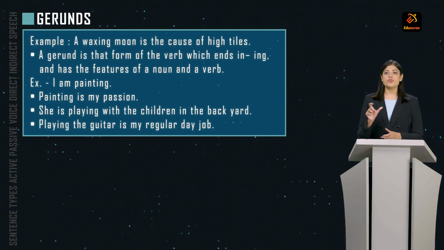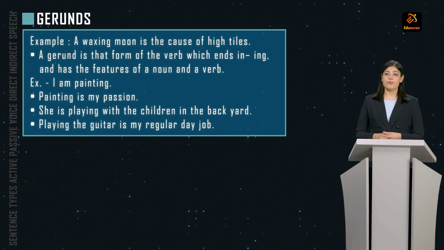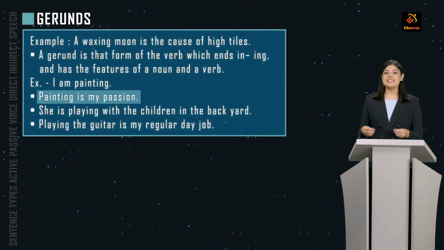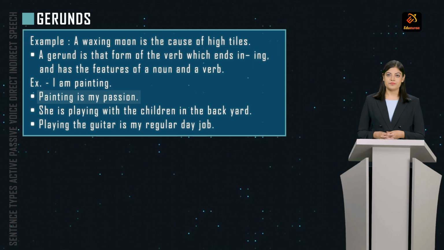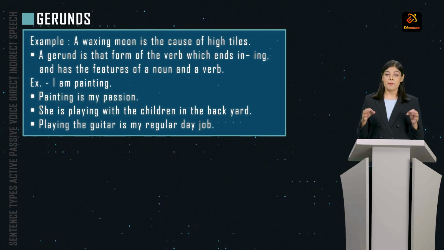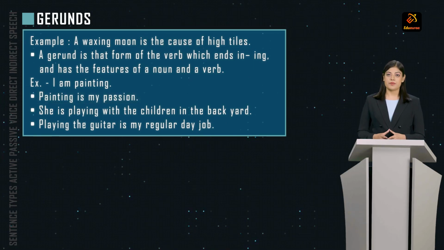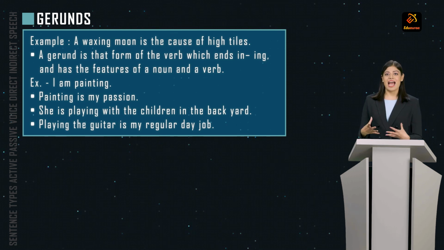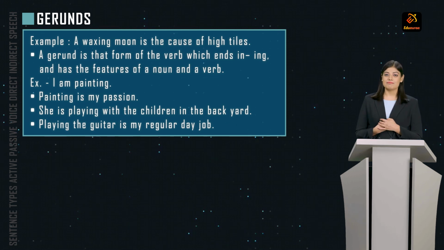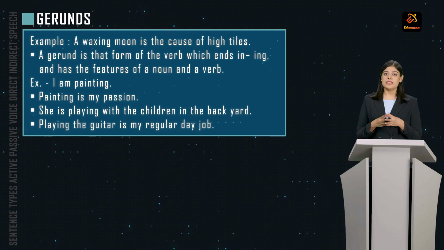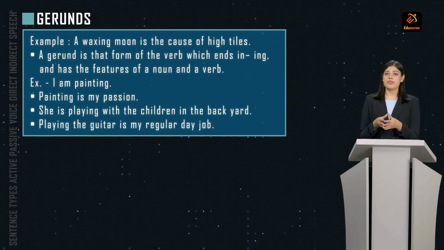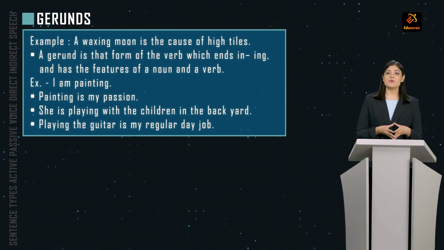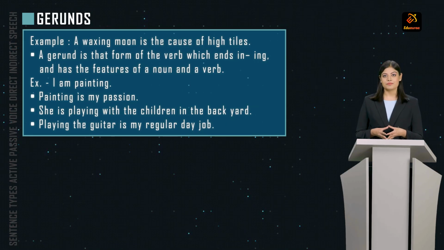I can also use the same word painting as a noun. Take the following sentence. Painting is my passion. In this sentence, painting becomes the subject. What is painting doing? It is performing the action of being my passion. So here painting is my subject. Subjects are nothing but nouns. So in this sentence, the word painting has automatically become a noun.